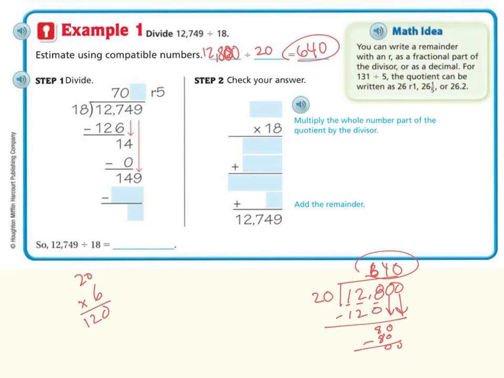Just doing the algorithm, even though I know it's something we can do in our head since these are whole numbers, so that you remember how to do that algorithm. So step 1 is to divide. They've already started it for us. So they have 18. Can't go into 1, can't go into 12, but it can go into 127, 7 times. 7 times 18 is 126. I subtract, 7 minus 6 is 1. I bring down my 4, so now I have 14.